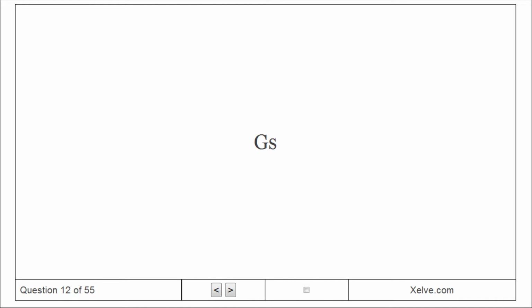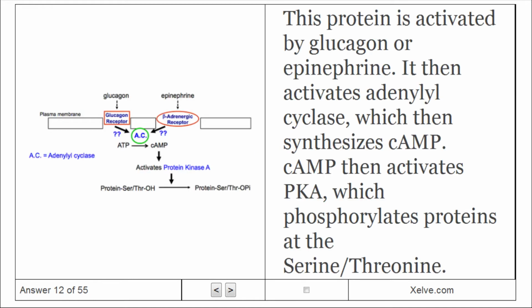Gs. This protein is activated by glucagon or epinephrine. It then activates adenylyl cyclase, which then synthesizes cAMP. cAMP then activates PKA, which phosphorylates proteins on serine and threonine.